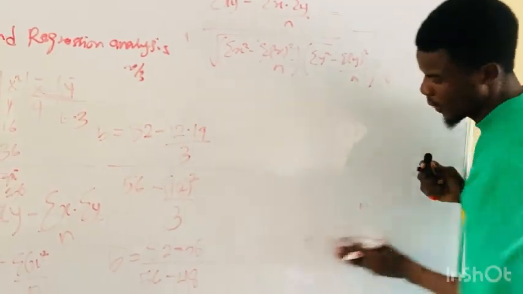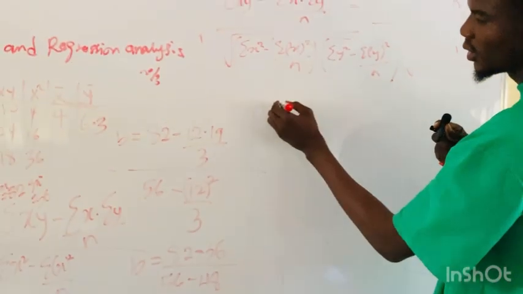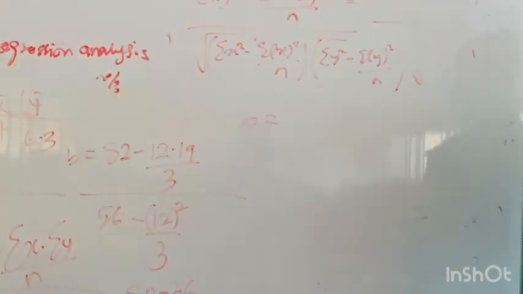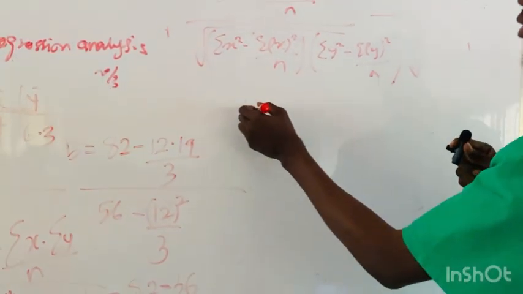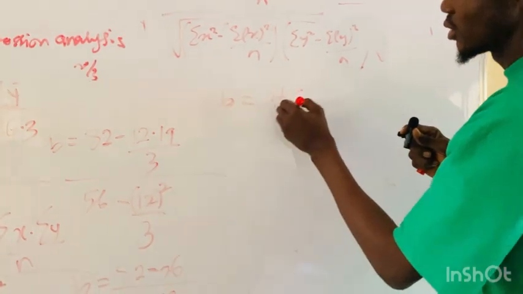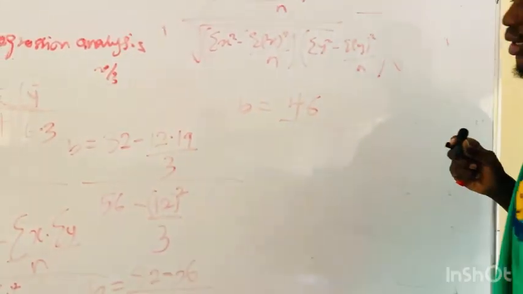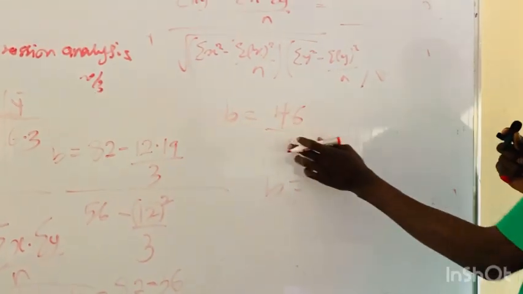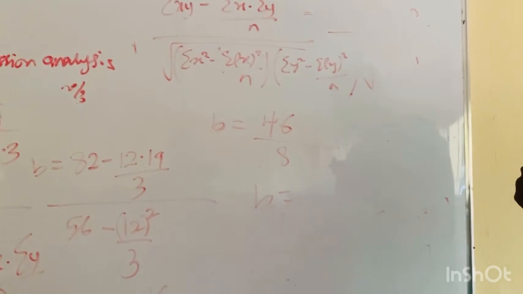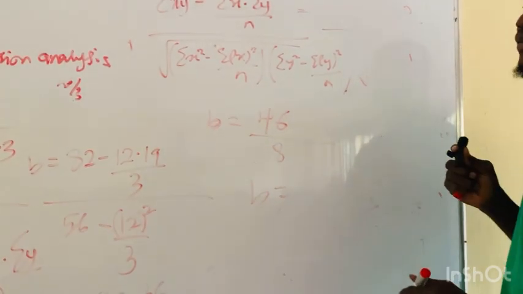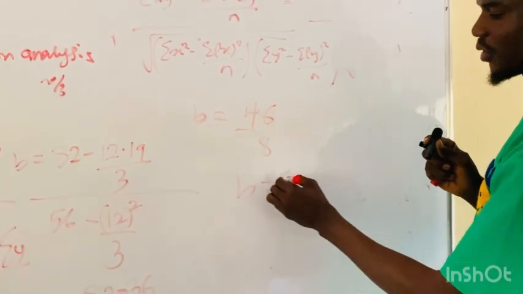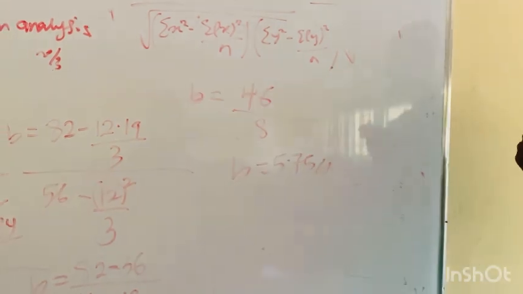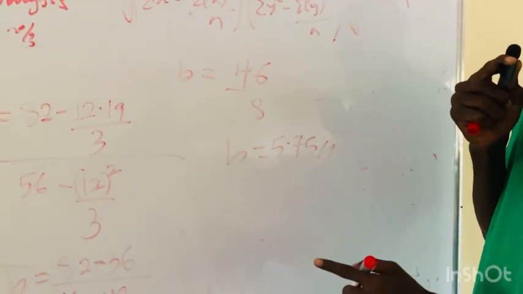Continuation. Our b is now going to be 82 minus 36, which is 46, all divided by 56 minus 48, which gives us 8, right? Then our b is going to be 46 divided by 8, which is 5.75. So this is our value for the slope.